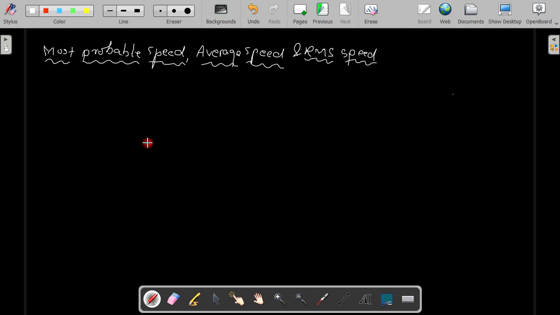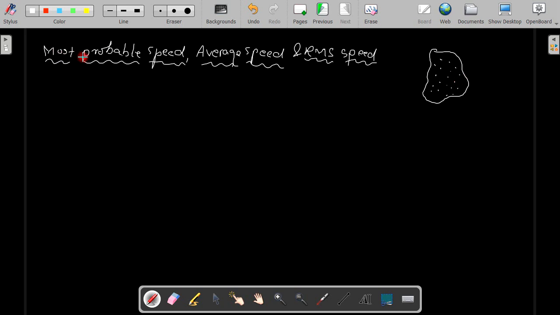We are going to talk about three concepts: the most probable speed, the average speed, and the RMS speed. Now when we are talking about these, we are actually talking about gas molecules placed in an enclosure. If you are considering n number of gas molecules, the chances are that under a certain temperature the speed of each of these gas molecules will be different.